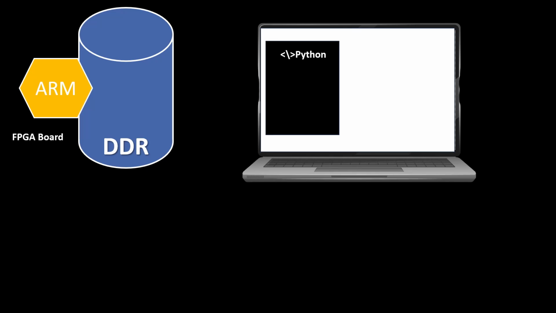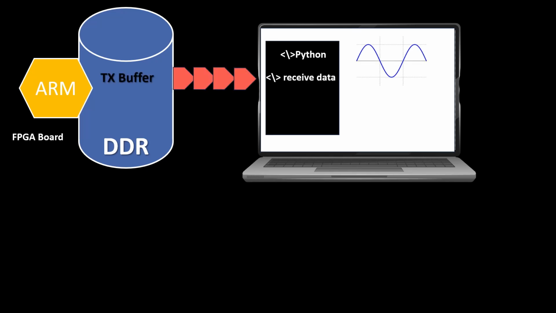Consider the following two scenarios. A data source, such as an analog-to-digital converter, writes data into your DDR memory. The system then needs to transfer the buffered data to the host machine for visualization or further processing.